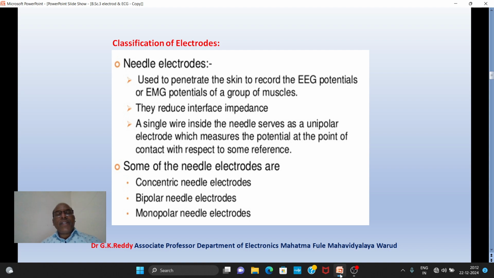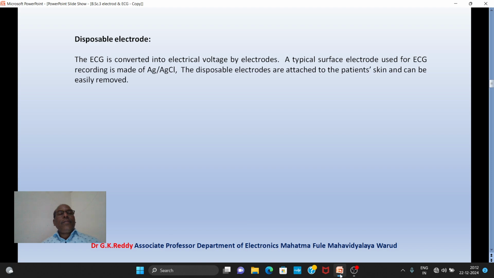They reduce interface impedance. A signal wire inside the needle serves as a unipolar electrode, which measures the potential at the point of contact with respect to some reference. Some of the needle electrodes are concentric needle electrodes, bipolar needle electrodes, and monopolar needle electrodes.